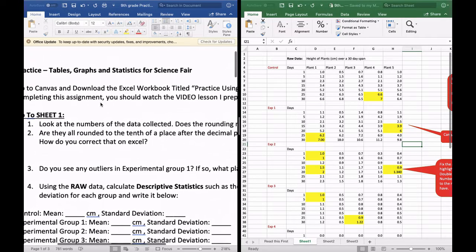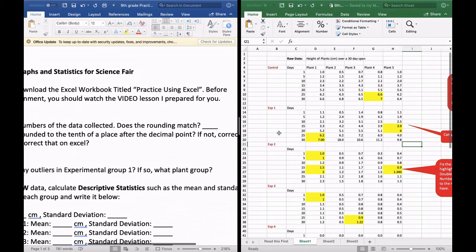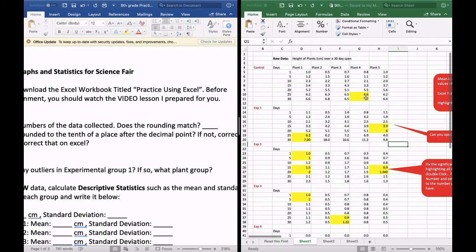So the first question says, look at the numbers of the data collected. Does the rounding match? I've highlighted a few numbers here on the raw data in yellow, and you tell me, do you think that these numbers match with their rounding? Notice that some numbers are rounded to the 10th of a place, some are rounded to the 100th of a place, and some are rounded to just one digit, like the 6 and the 7.